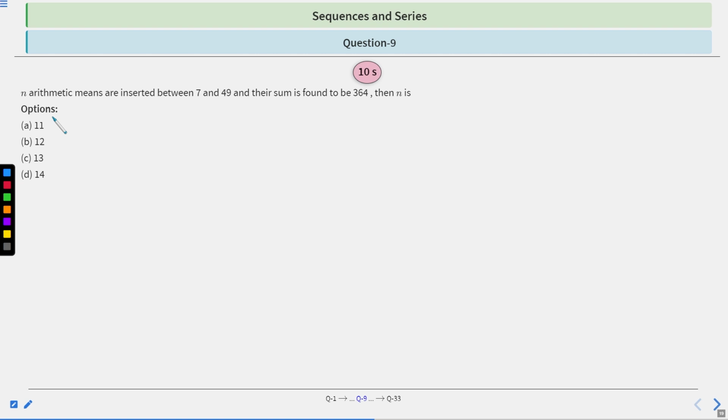Question number 9. n arithmetic means are inserted between 7 and 49. Their sum is found to be 364, then n is. So after 10 seconds, we move to the solution part.